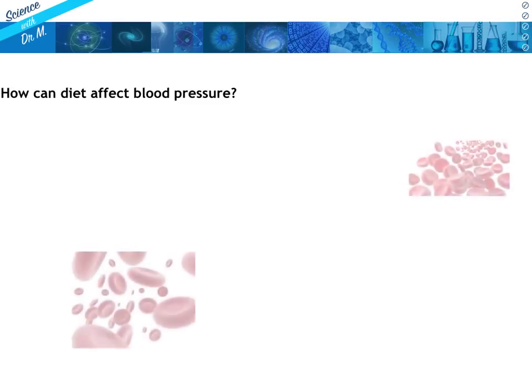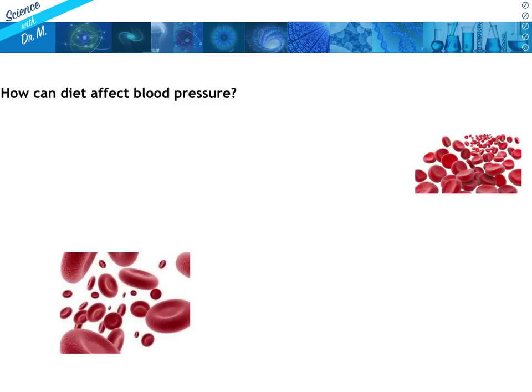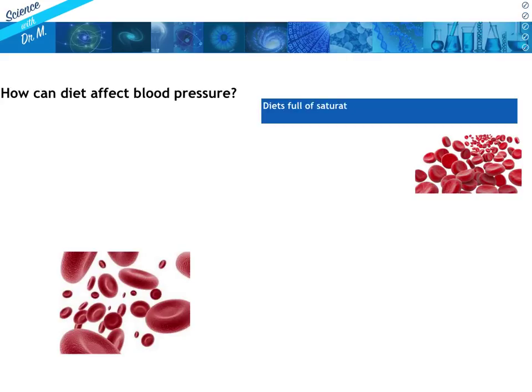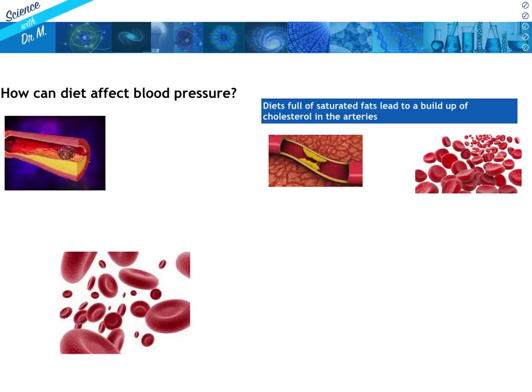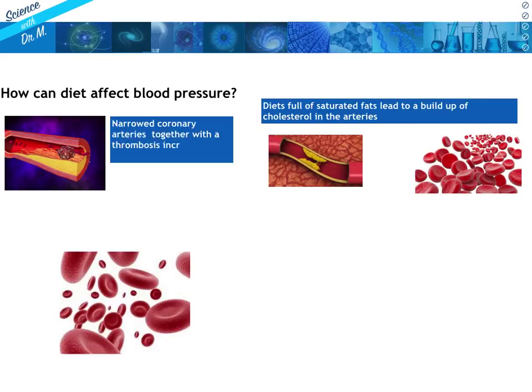Okay, so how can our diet affect blood pressure? Now it's important that you can explain how our diet affects blood pressure. So first of all, diets that are full of saturated fats can lead to a build-up of something called cholesterol in the arteries. If you look at the image, you'll see that there's an image of an artery, and inside there's kind of a yellowy gunge that's built up on the walls and narrowed the pathway for the blood to flow through. Now there's another image over here which is a narrowed coronary artery.